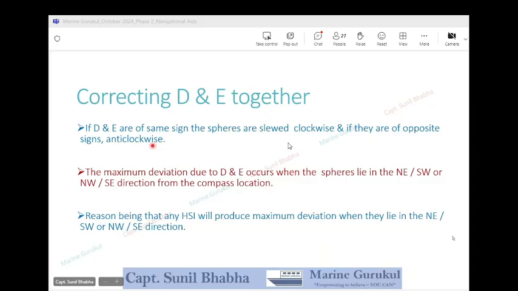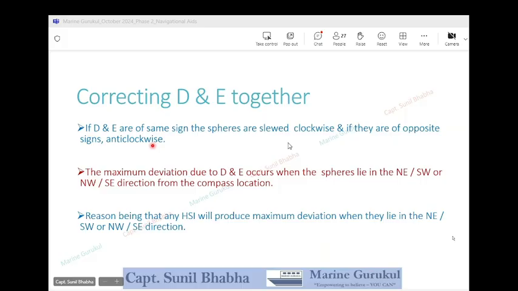Now, after obtaining the slew angle and the direction in which the spheres are to be slewed, the next question which the compass adjuster has to be clear about is, what is the heading on which the ship should be when this combined correction is being done? If it was only coefficient delta, we know the vessel has to be on any one of the intercardinal headings, that is where it is the strongest.